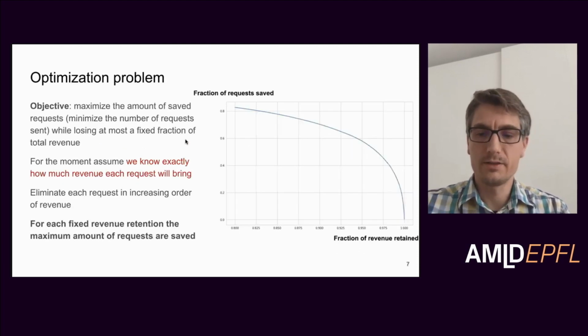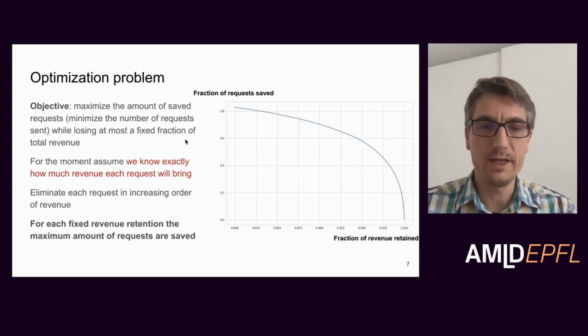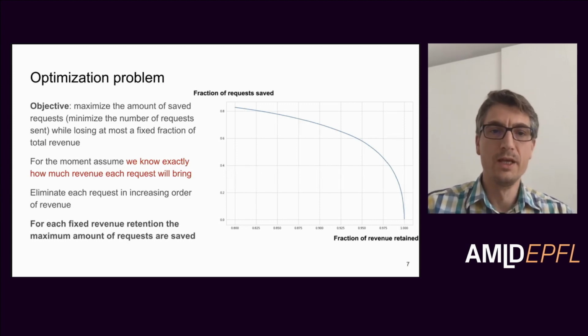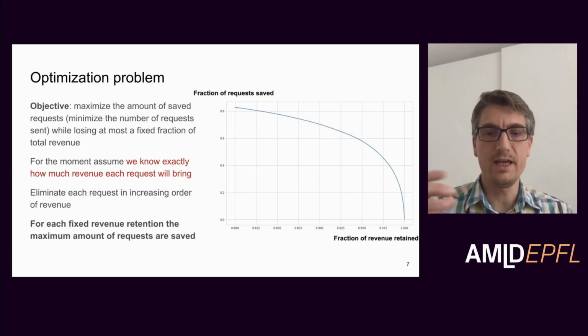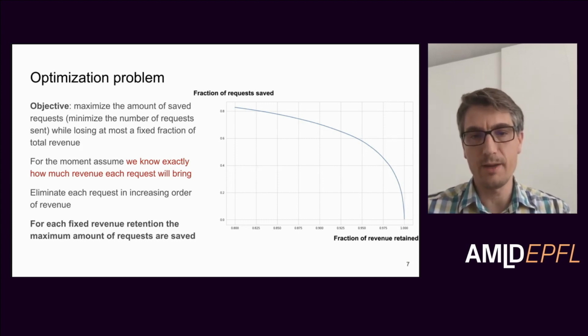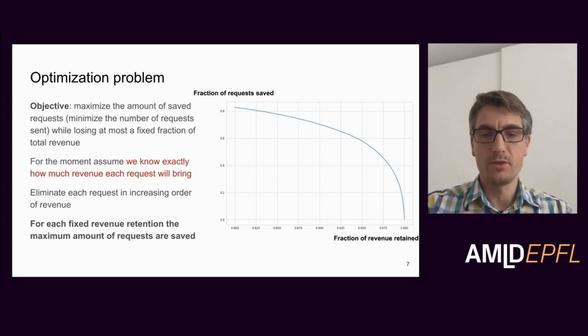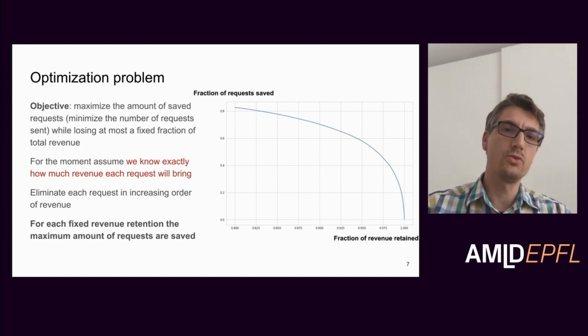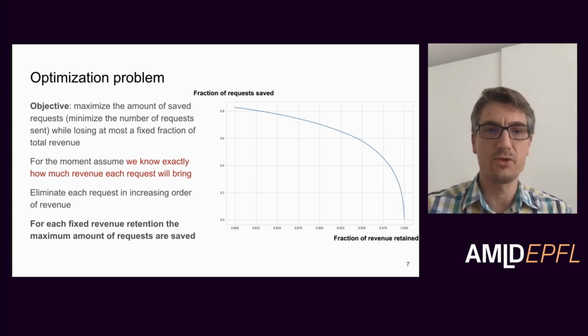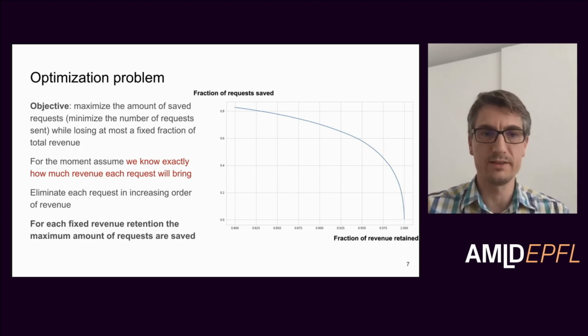But how do we formulate this as an optimization problem? Let's for the moment assume you would know exactly in advance what are the auctions that are going to happen in the next hour. So you know exactly what impressions there will be, you know what the responses of the bidders will be, how much revenue they will bring. And your goal is now to maximize the amount of saved requests, or minimize the number of requests sent, while losing at most a fixed fraction of the total revenue.